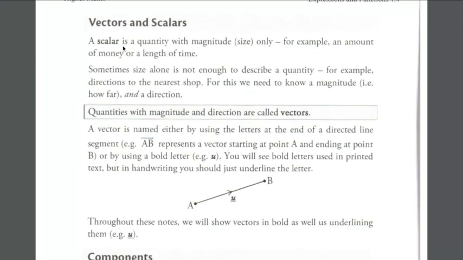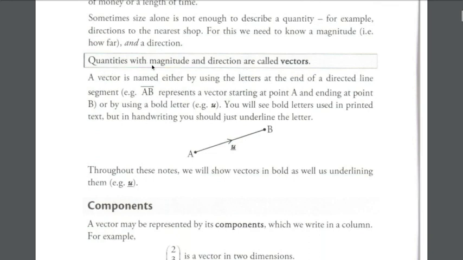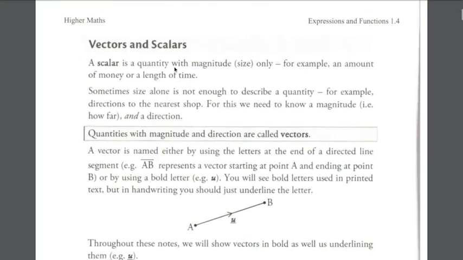But vectors and scalars: a scalar is a quantity with magnitude, size only. So for example, you could walk 10 steps. That only has size, there's no direction involved there. Quantities with magnitude and direction are called vectors. So if I said walk 10 steps north, or walk 10 steps east, or walk 10 steps on a bearing of 037 degrees, that is both a direction and a distance, so that would be a vector. Whereas a scalar is just magnitude only, so walk 10 steps.